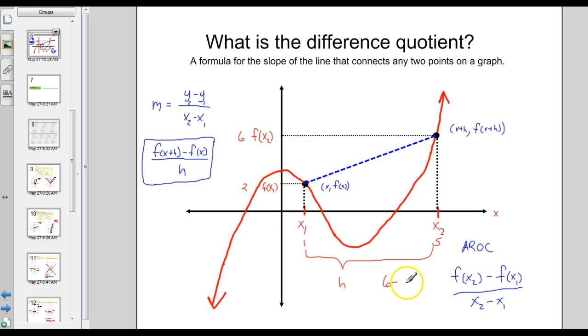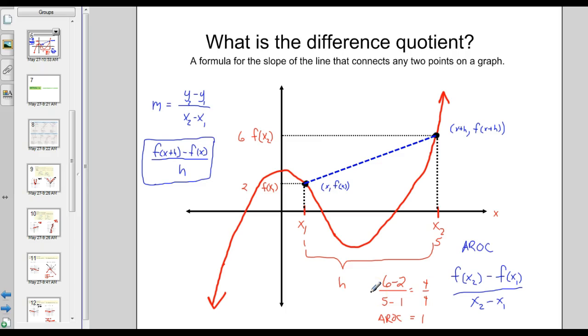minus 2 over 5 minus 1, which is 4 over 4, which is 1. And the average rate of change would then be 1. But that's the only difference between the difference quotient and the average rate of change.